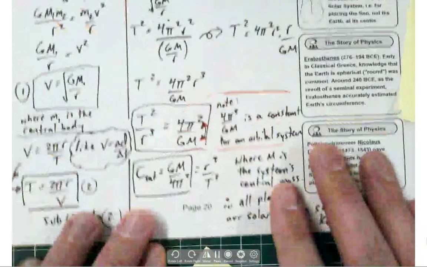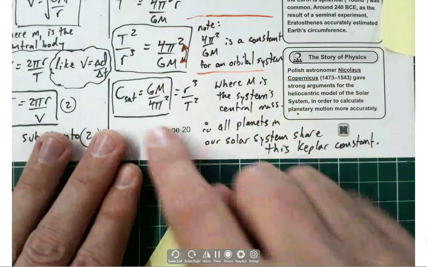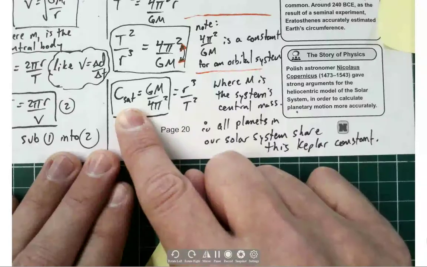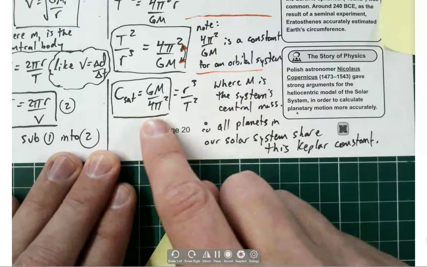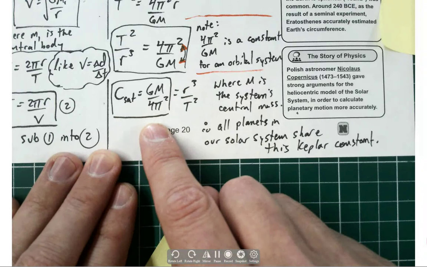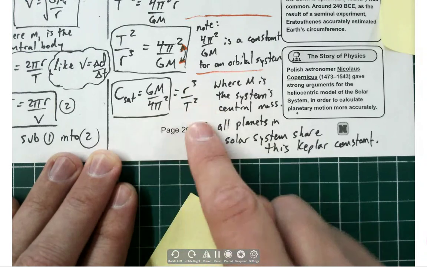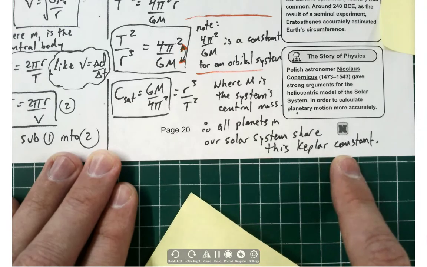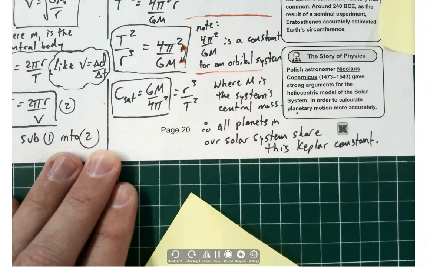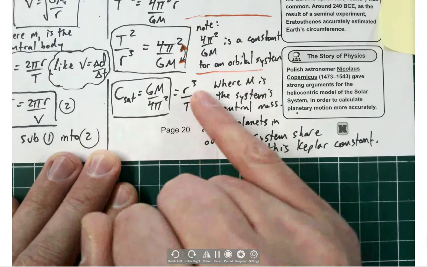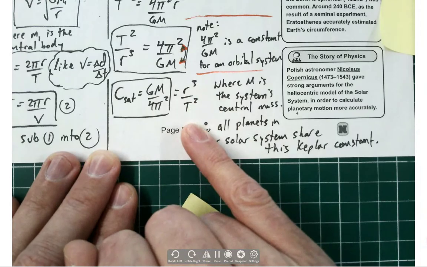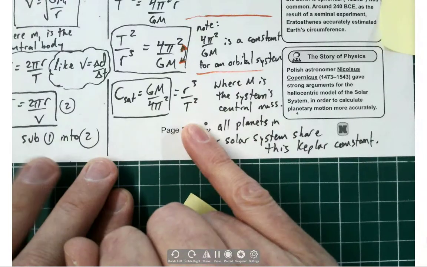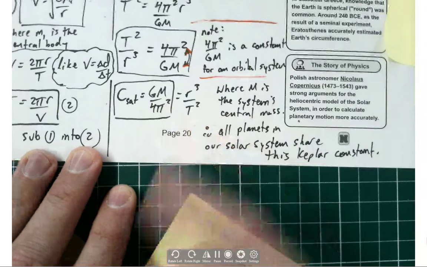Now, what Kepler actually did was he left it like this. The constant for a satellite, he inverted both sides, is equal to gm divided by 4 pi squared, which, as we can see, is equal to r cubed over period squared. M is the system's central mass, and all of the planets in our solar system share the same Kepler constant. In other words, if you knew the orbital radius for Neptune, then you could calculate how many days long its period is. That's a relationship. And Kepler did it.